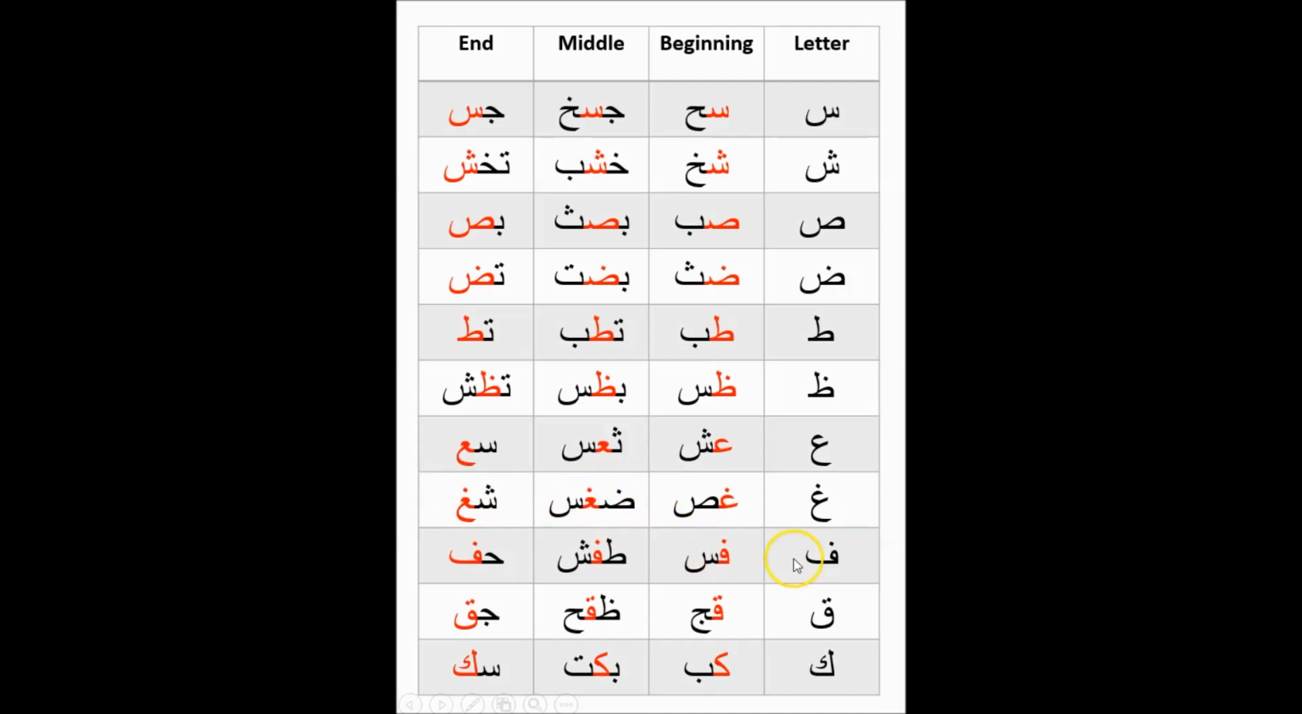With Fa, it loses its stick over here, and it loses half its letter. However, you can see there's a dot on the top. In the middle, it looks like this. At the end, it looks like its full form.